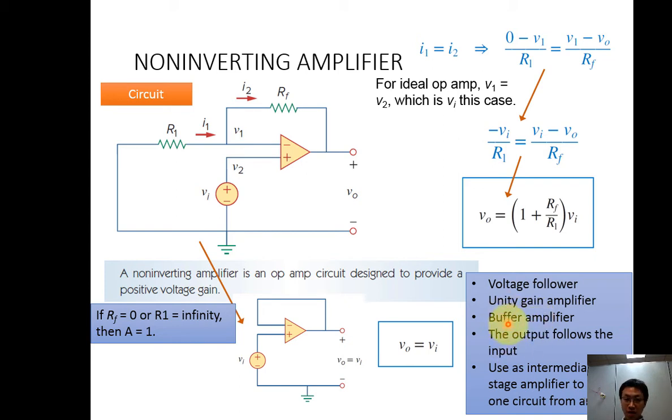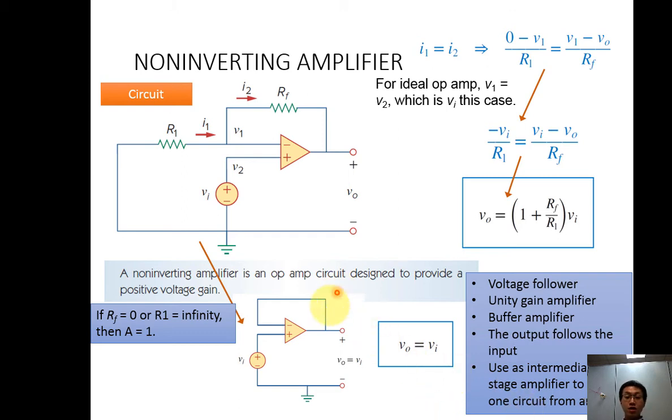Or a buffer amplifier. Buffer means we want to delay the signal. For example, the signal from here to the output takes some time, 1 millisecond for example, so it will be buffered. Buffered means we delay. The output follows the input, and then we use it as an intermediate stage amplifier to isolate one circuit from another. Isolate the circuit.